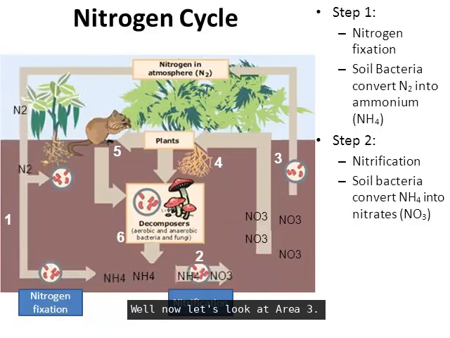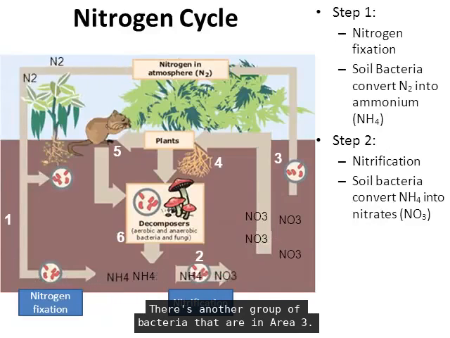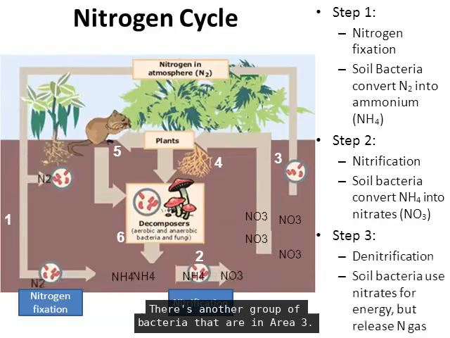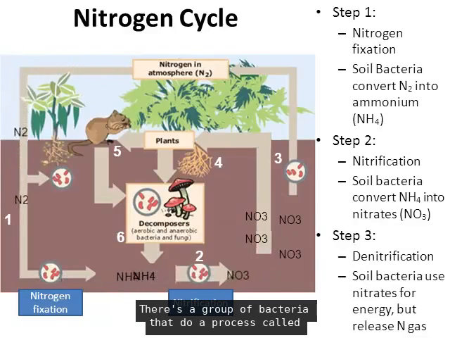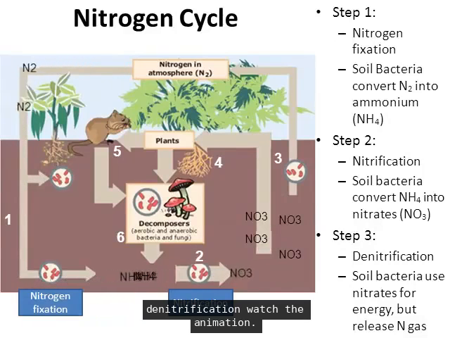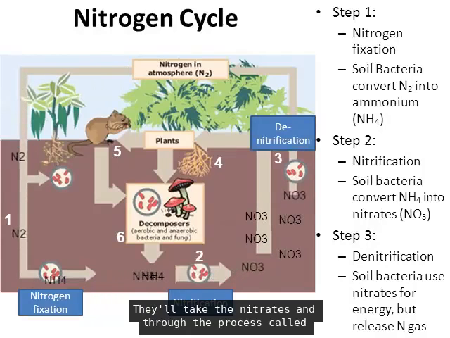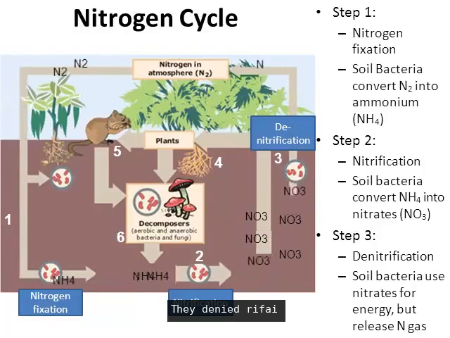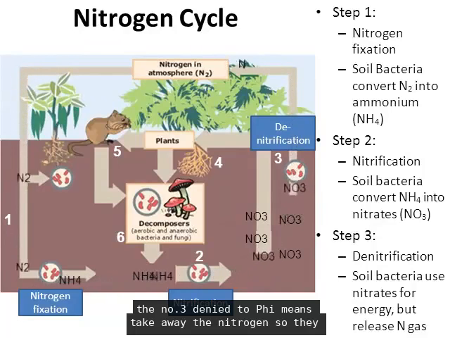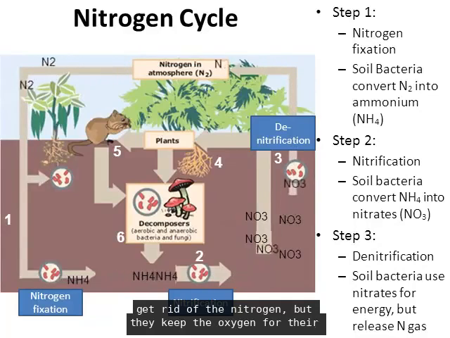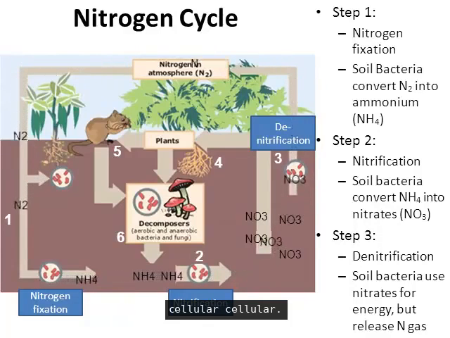Well, now let's look at area 3. There's another group of bacteria there. In area 3, there's a group of bacteria that do a process called denitrification. Watch the animation. They'll take the NO3, the nitrates, and through the process called denitrification, they denitrify the NO3. Denitrify means take away the nitrogen. So they get rid of the nitrogen, but they keep the oxygen for their cellular needs.